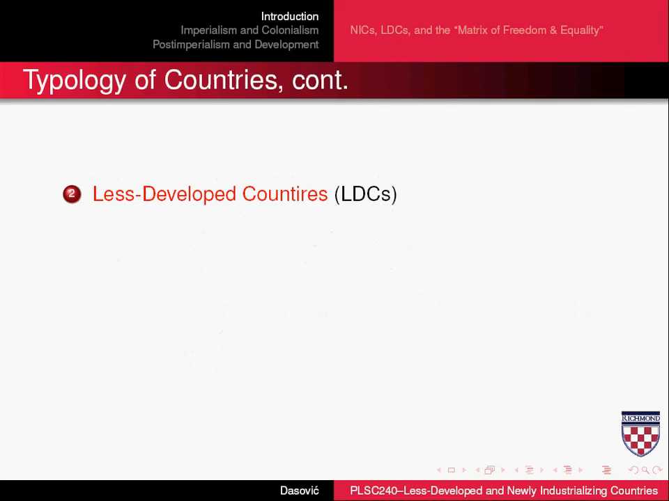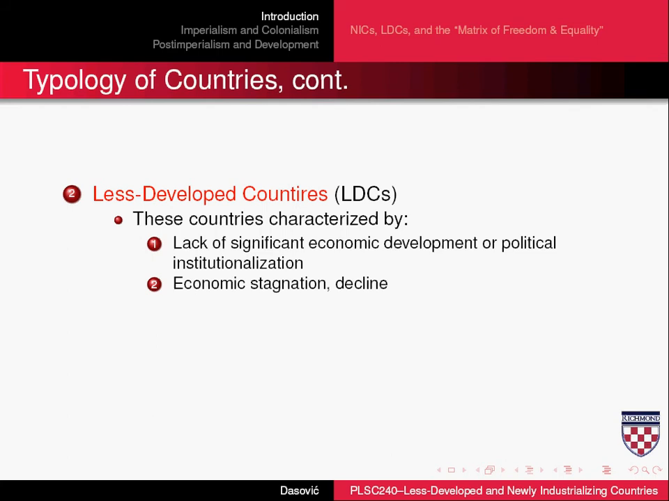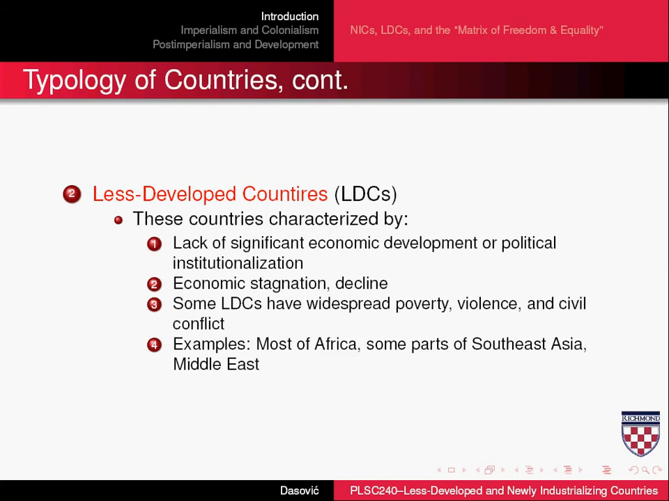There is a group, though, of countries called less developed countries, which haven't been doing very well. These countries are characterized by lack of economic development and political institutionalization, often economic stagnation or even decline. And some of these have widespread poverty, violence, and civil conflict. Most of Africa is in this group, as are some parts of Southeast Asia, some parts of South Asia, like Pakistan, and the Middle East, for instance. Now, why is it that some of these countries have been able to become NICs while others have continued to be very less developed?